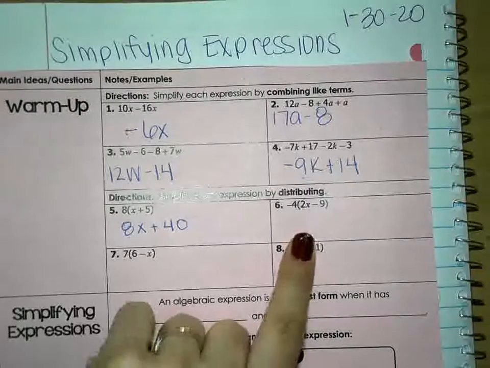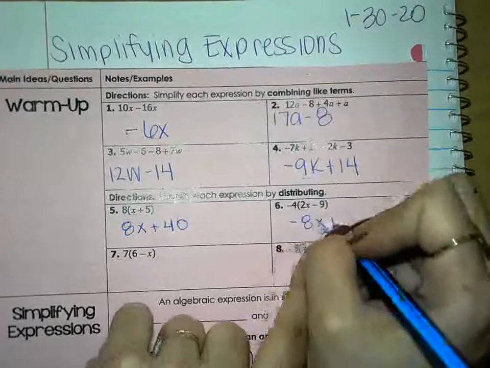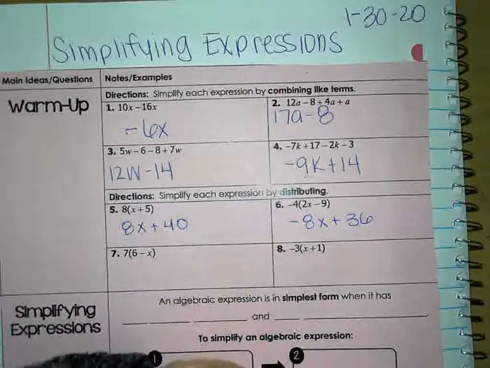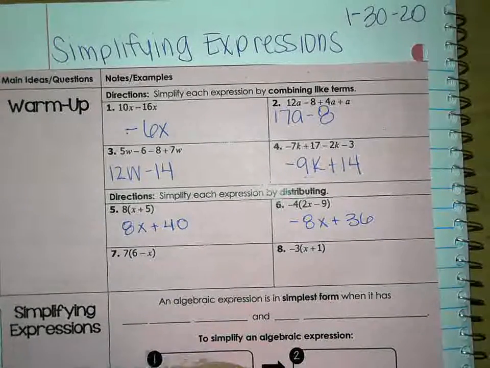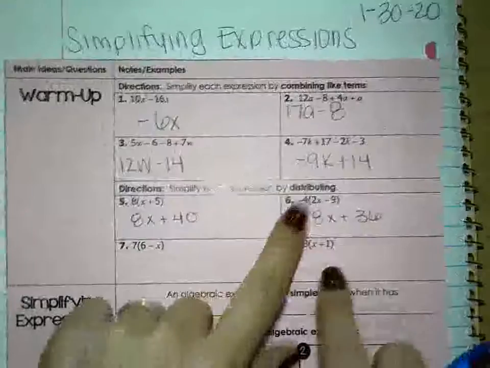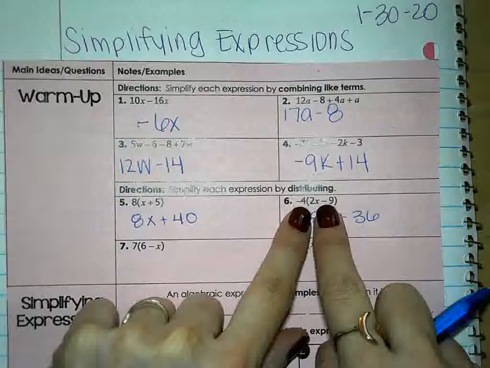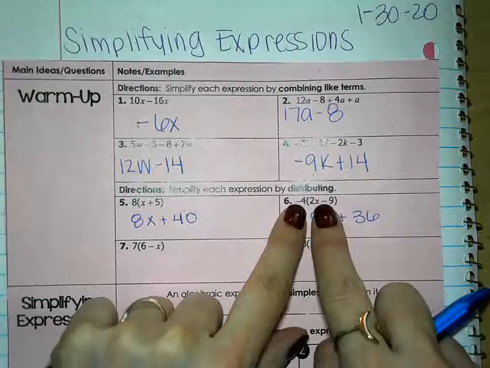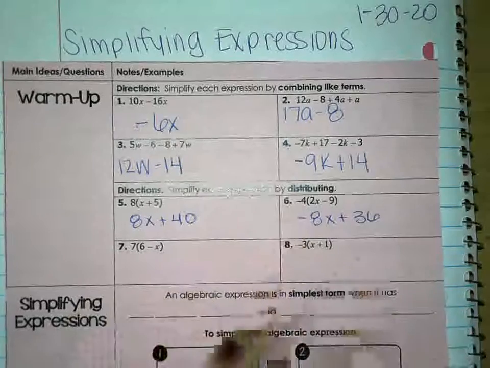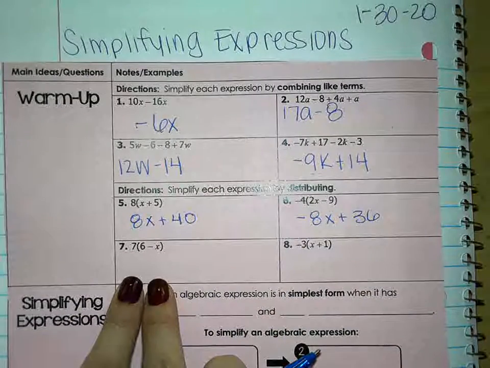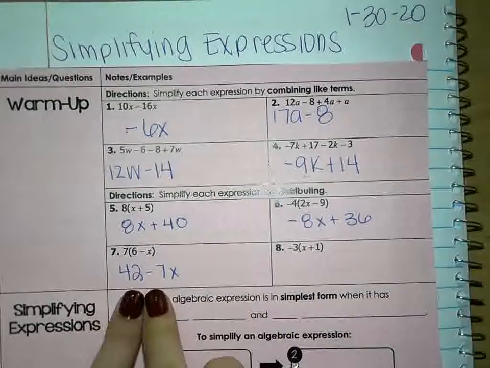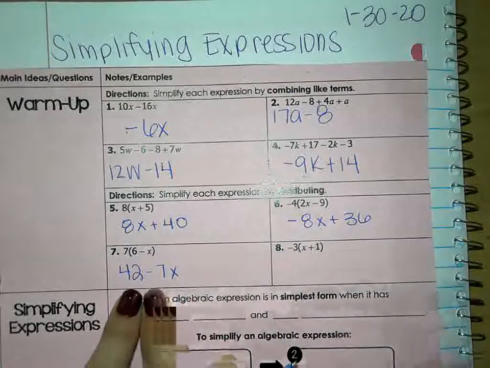Number 6. Negative 8x plus 36. Why is it a plus 36 and not a minus 36, Riley? Because both the negative 4 and the negative 9 are negative, so... Good. Excellent. I have a negative here, a negative here. The 2 negatives make a positive. So what about number 7 then? 42 minus 7x. That one was pretty self-explanatory.